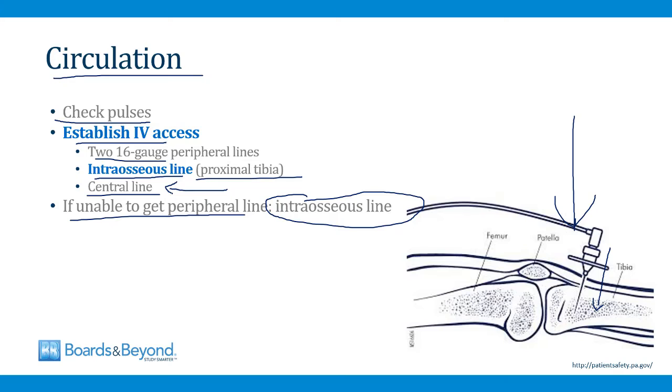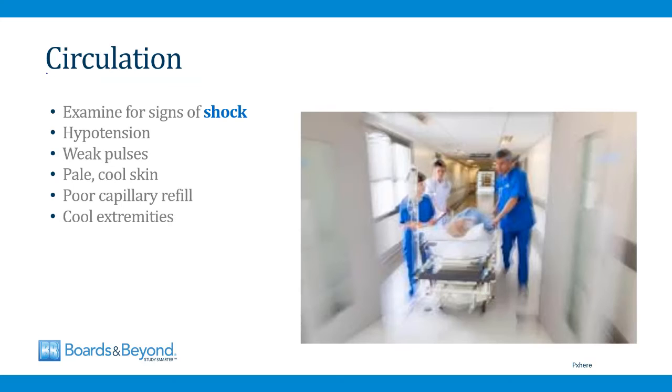The first option is something that is quick, which is going to be either a peripheral IV or an intraosseous line. Besides checking the pulses and establishing intravenous access, part of the assessment of circulation is to examine the patient for signs of shock. In a trauma patient, shock is usually caused by hemorrhage and blood loss, although, as we'll see later, there are some other reasons patients can develop shock after trauma.